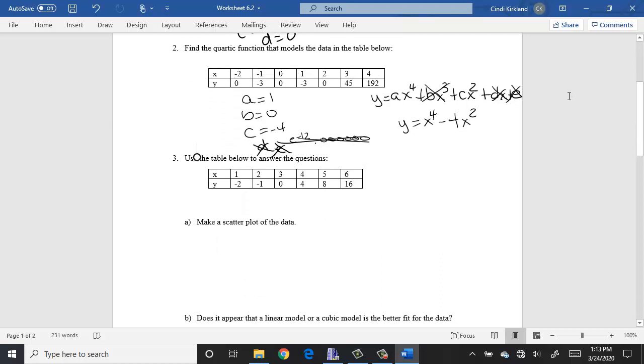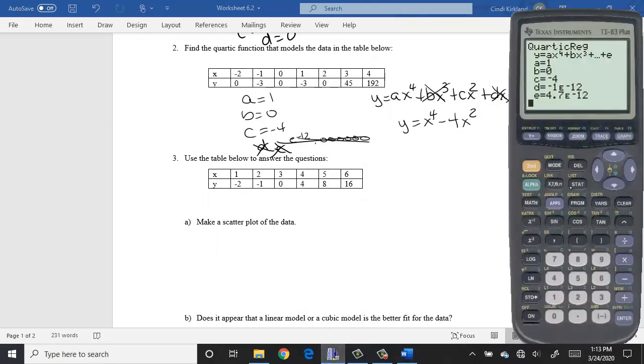All right, let's look at example 3. Use the table below to answer the questions. So of course we're going to have to enter this data into our stat edit L1. So let's clear it out from the previous problem. And now let's enter this data. Again, bear with me, it is difficult to enter this data using my laptop that I'm having to use to record this for you.